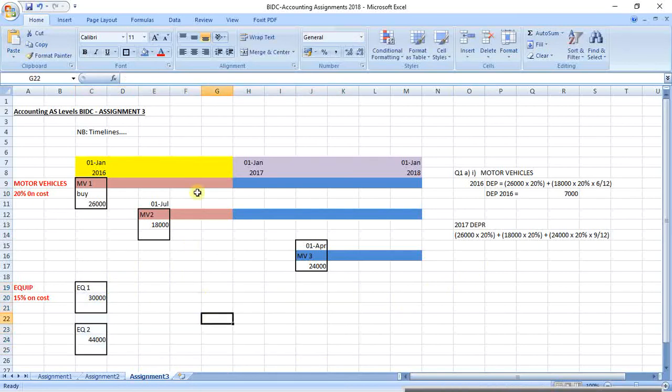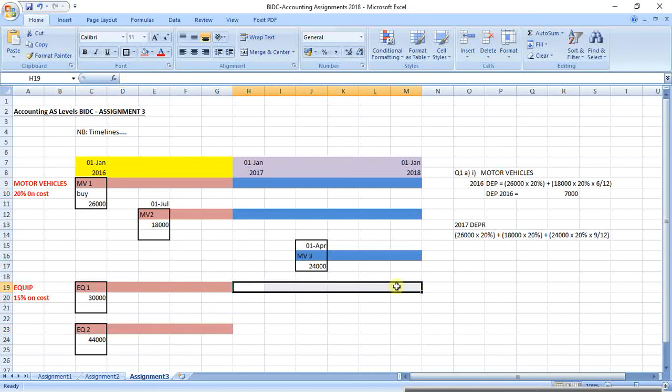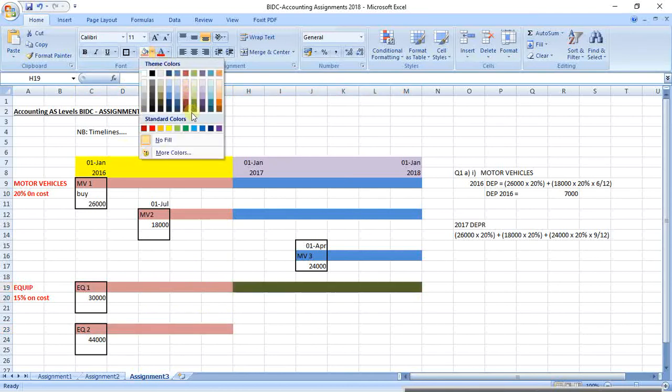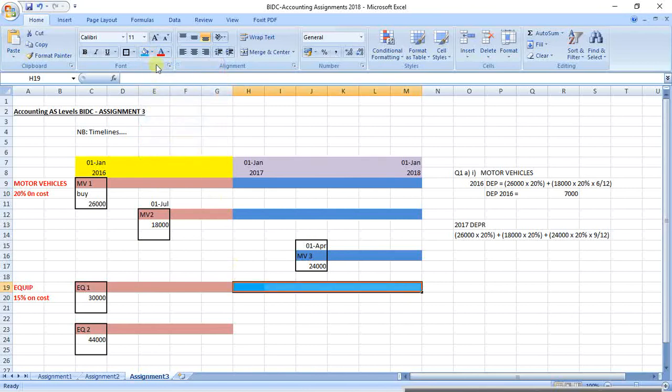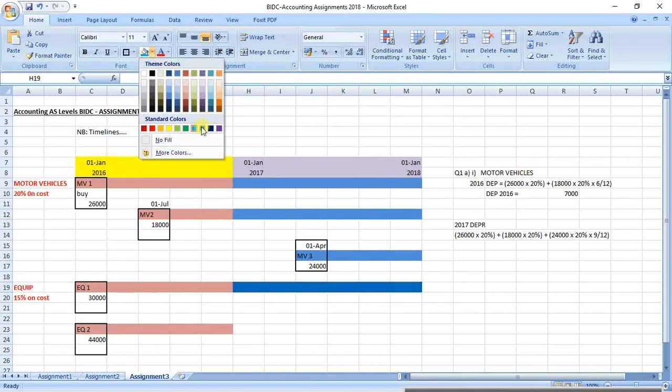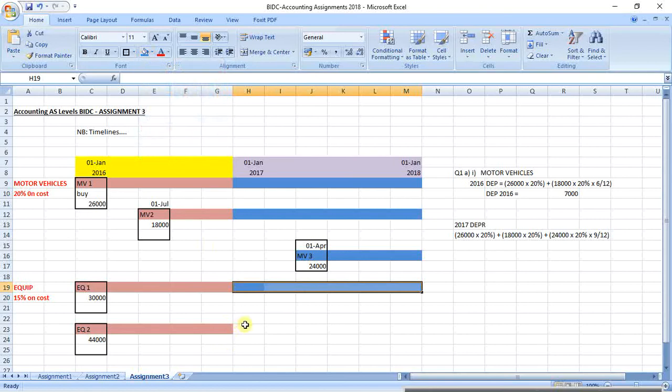Okay, the last thing now is obviously just to do the equipment. Equipment for 2016. Easy or difficult? Easy. Did I use it for the whole year? Yes, so both will have depreciation for the whole year. Right, do you still have those assets in the second year? Yes, so it'll be exactly the same for the second year. Does that make sense? Okay. Alright, so that's how you do it.